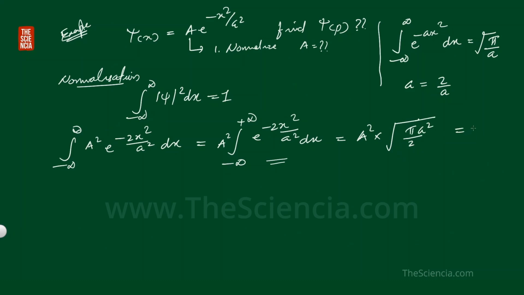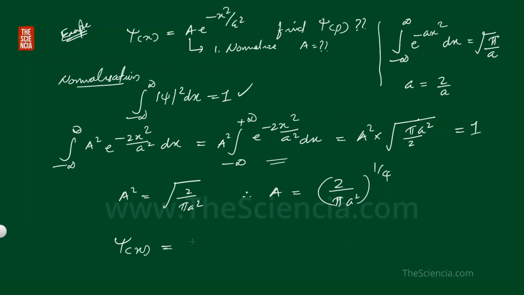That is equal to 1 from the normalization condition, that is a square is equal to root 2 by pi a square. Therefore a is equal to (2 by pi a square) all raised to 1 by 4. Okay, so we got the normalized wave function, that is psi of x equal to (2 by pi a square) all raised to 1 by 4 into e raised to minus x square by a square. Now we have to use the Fourier transform and find out psi of p.